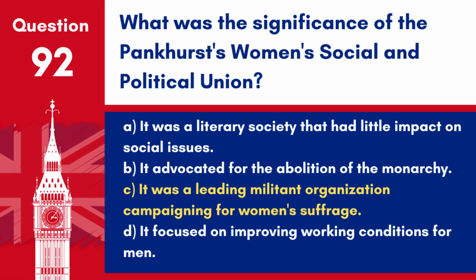Answer: C. It was a leading militant organisation campaigning for women's suffrage. Founded by Emmeline Pankhurst and her daughters, the Women's Social and Political Union was pivotal in the fight for women's voting rights in the UK, known for its aggressive tactics and public protests.